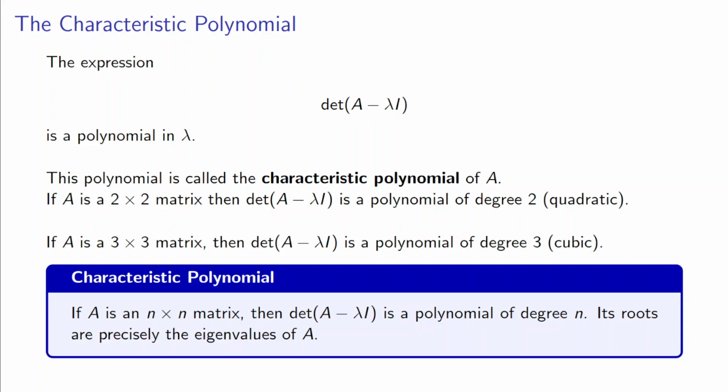If it's a 3 by 3 matrix, then the determinant of A − λI is a degree 3 polynomial, or cubic. And in general, if A is an n by n matrix, then the determinant of A − λI is a polynomial of degree n. Its roots are precisely the eigenvalues of A. So the eigenvalues of A will be solutions to, so roots, just to remind you what that means, determinant of A − λI equals 0.